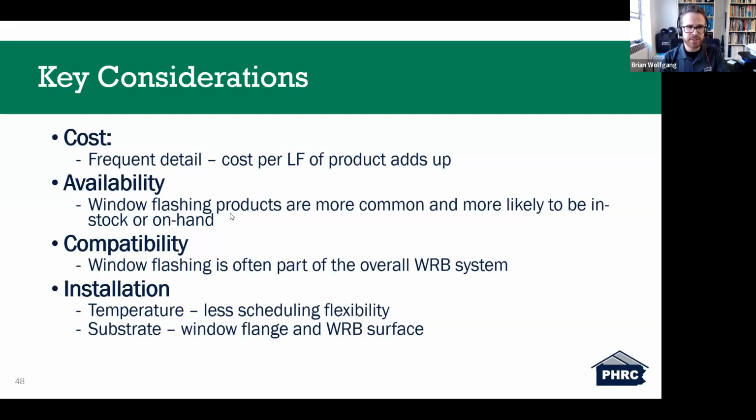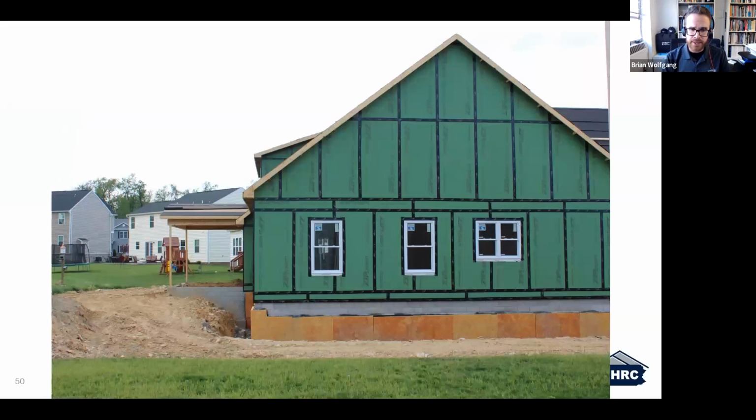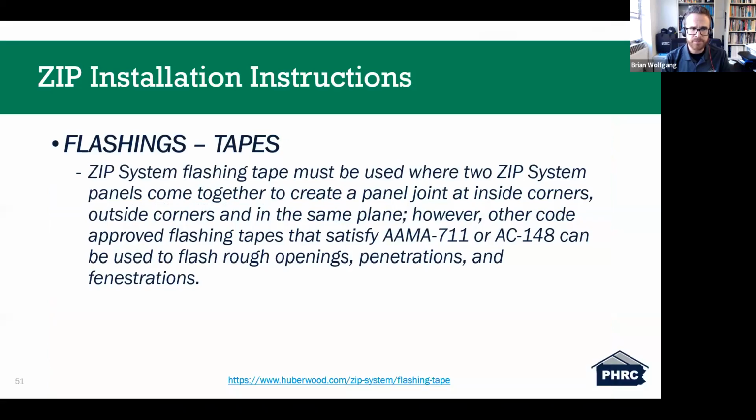If you take those considerations into account, you should start to narrow down the products that you have available to you. So the types of systems that you'll often see: this is the DuPont system with their Tyvek, with their flashing being installed in a manner that they prescribe. And then here you see the ZIP system with tape being installed, also with some sill flashing details that is part of what Huber's prescribing as available options.